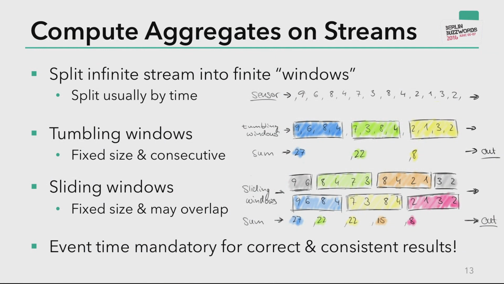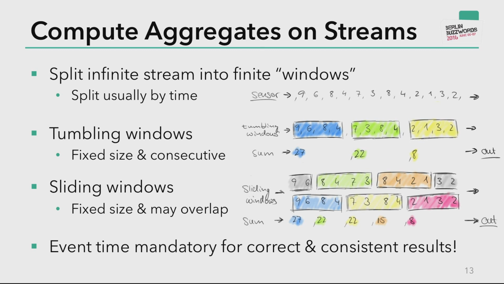So this problem is solved with the concept of windows. Windows split an infinite stream into finite batches. One of these batches is called a window. And in this window, it's a finite thing, so you can compute an aggregate. So it's very simple. And there are different kinds of windows.